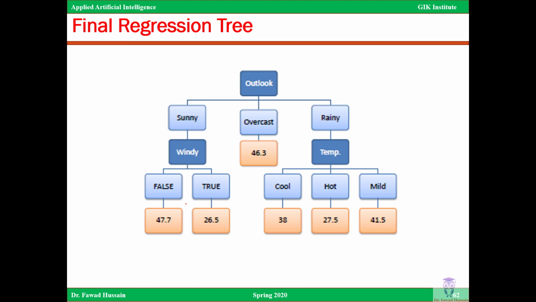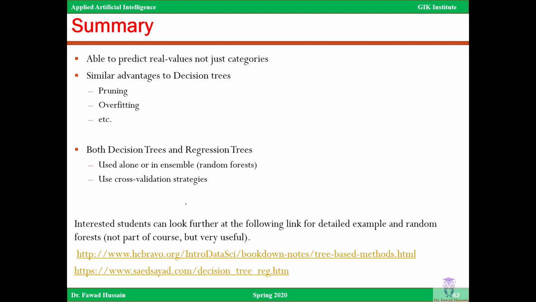So in summary, regression trees are able to predict real values and not just categories, and they are very similar to decision trees. Instead of using entropy, we're using standard deviation, and we have a similar gain, and we still have this problem of pruning and overfitting, just like in decision trees, and we are going to use similar ways to deal with that problem. And finally, both decision trees and regression trees can be used alone, or they can be used in an ensemble. I said this in the last video as well. It's a very powerful technique.